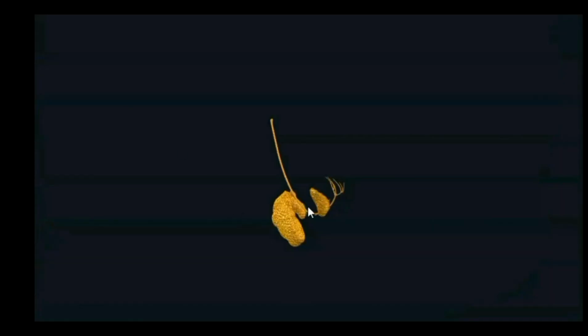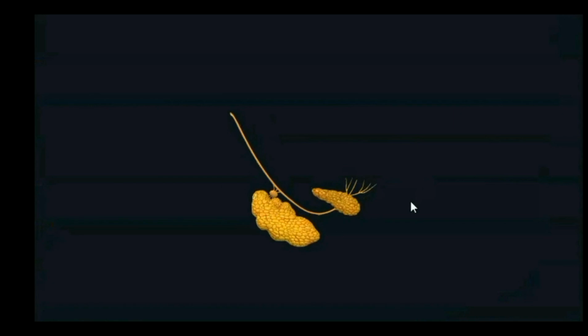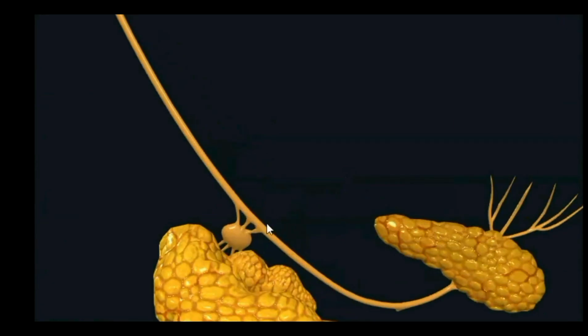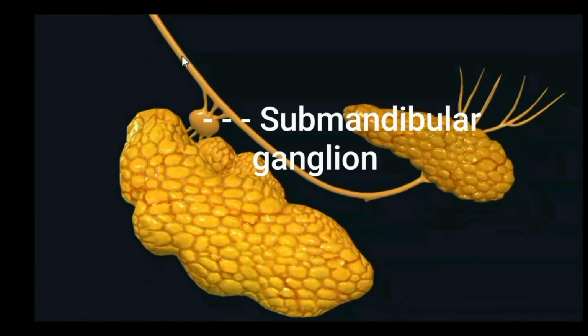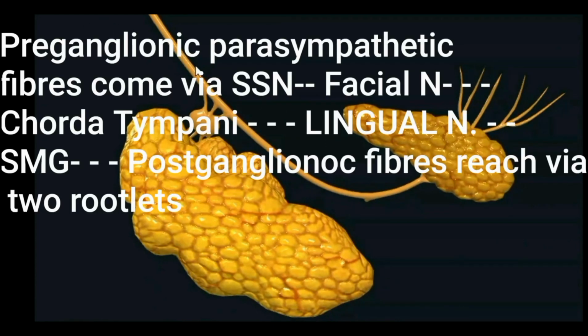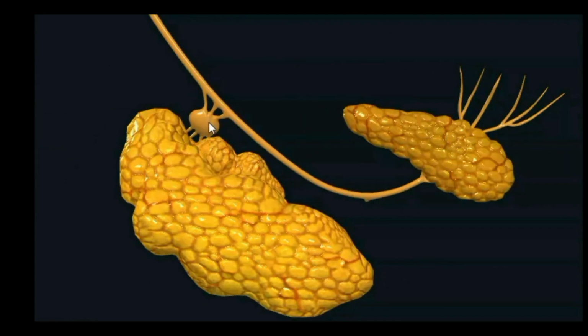And coming to the nerve supply of this submandibular gland. So it's an exocrine gland. It should have a parasympathetic supply, because parasympathetic is secretomotor to these exocrine glands. So it is supplied by the submandibular ganglion, one of the 4 ganglia of the head and neck. It takes the preganglionic fibers coming from the superior salivatory nucleus, facial nerve, chorda tympani, lingual nerve, then submandibular ganglion, then reaches the submandibular gland via 2 rootlets. You can see the rootlets there.